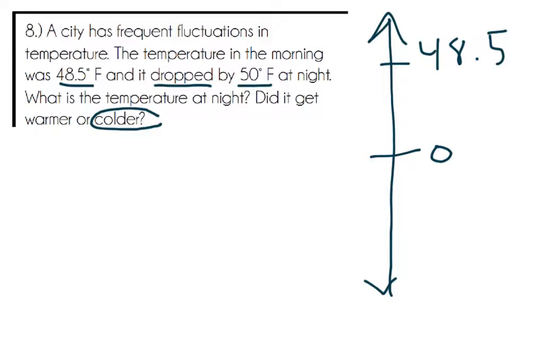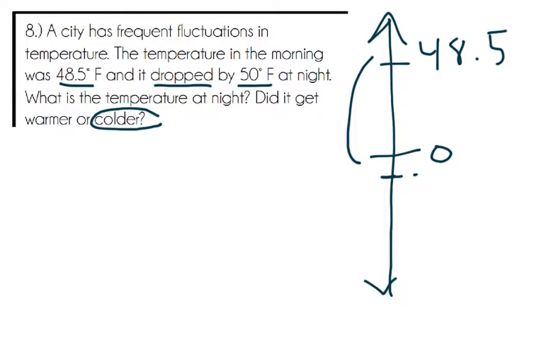Okay? So, it's at 48.5. It's going to drop by 50 degrees. Well, you know, or you should know, from 48.5 to 0, that far, is 48.5 degrees. So, that's 48.5. Then you need to think, how much further would I have to go to get to 50? Well, then you think, now I'm on the negative side.